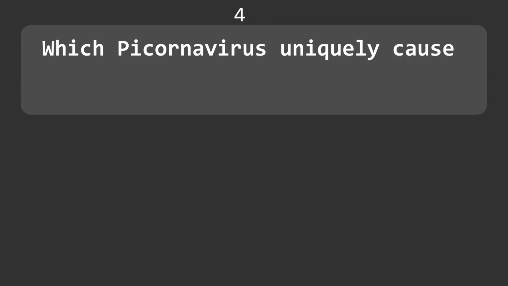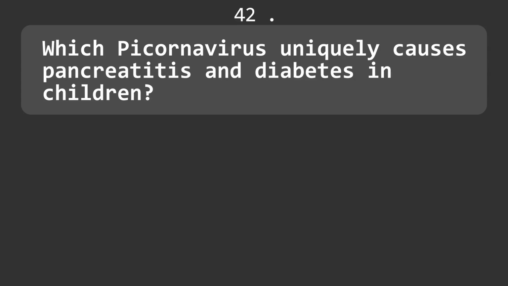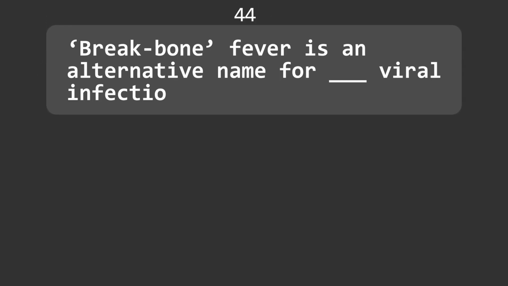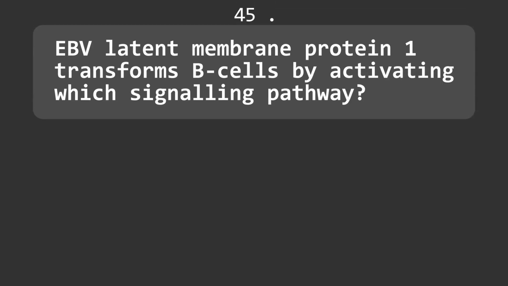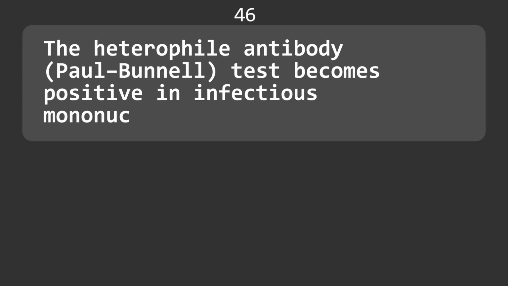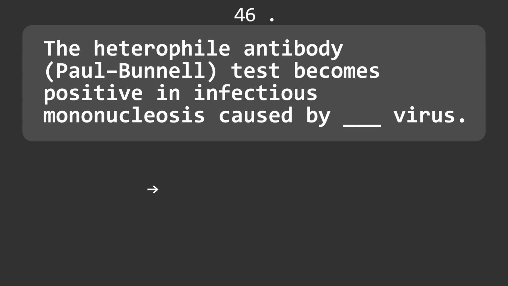Which picornavirus uniquely causes pancreatitis and diabetes in children? Coxsackie B virus. The incubation period of yellow fever is typically 3 to 6 days. Breakbone fever is an alternative name for which viral infection? Dengue. EBV latent membrane protein 1 transforms B cells by activating which signaling pathway? NF-kappa B. A heterophile antibody Paul-Bunnell test becomes positive in infectious mononucleosis caused by Epstein-Barr virus.